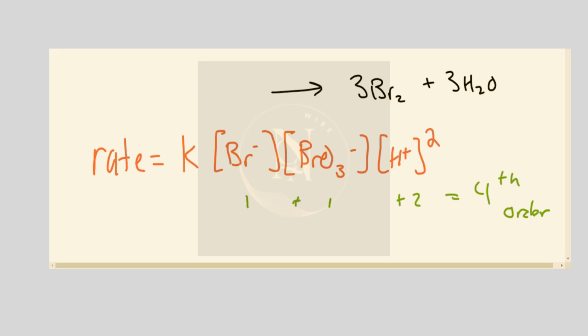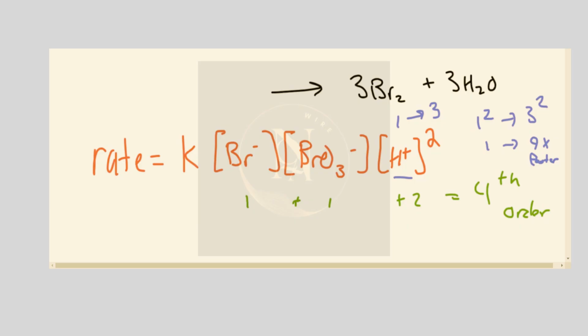Now, our next step is to think, what happens if this is tripled? So let's say the concentration of H plus goes from 1 to 3. Well, we have a squared here, so the effect on the rate is going to be really going from 1 squared to 3 squared, which is 1 to 9. So in other words, the reaction rate is going to become 9 times faster.